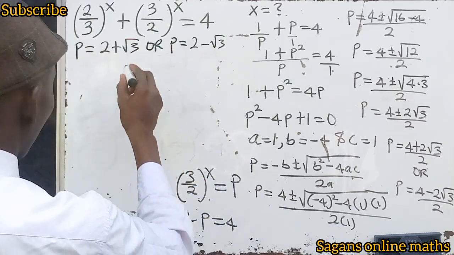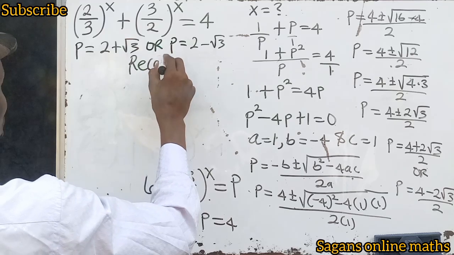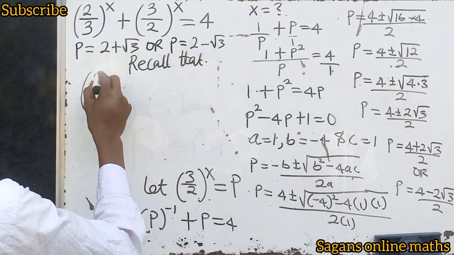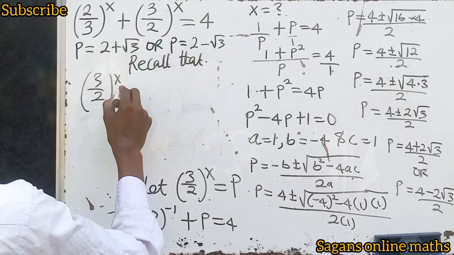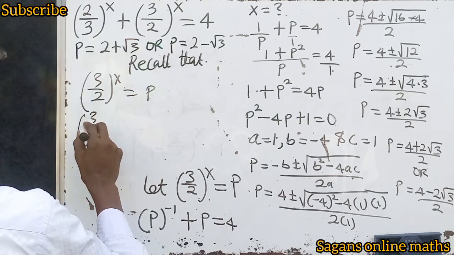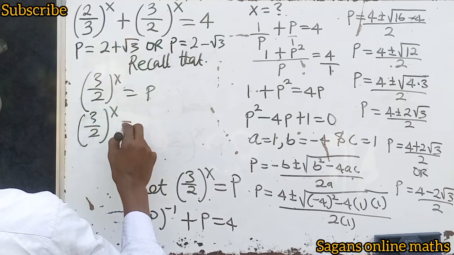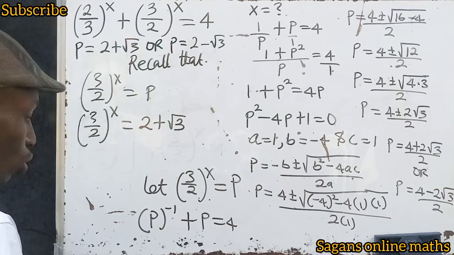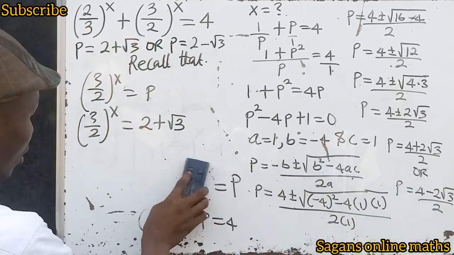Now remember, recall from here that 3 divided by 2, all to the power of X, is equal to P. Now from here, we have 3 divided by 2, all to the power of X, equals 2 plus root 3. Now what are we going to do here? Because we're looking for X, there's nothing we can do directly.